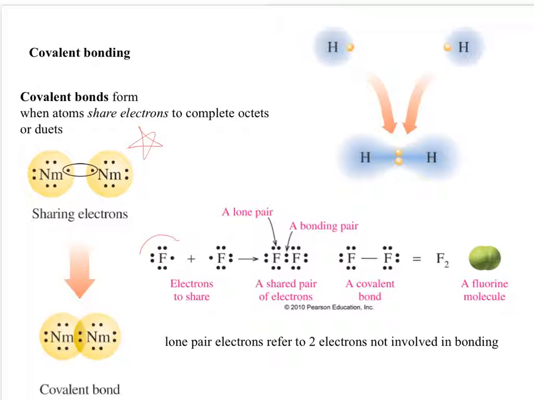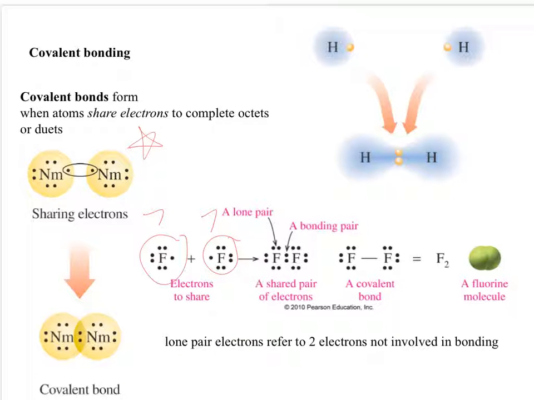And so, for instance, here's fluorine as an atom. Remember the dots around the symbols? Those are the valence electrons. They're the outermost electrons. Fluorine has 7. Each fluorine has 7, and the goal, remember, is an octet of 8.